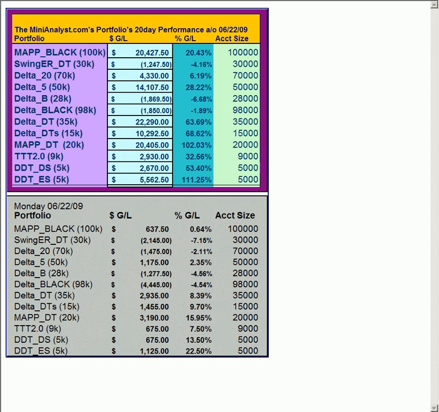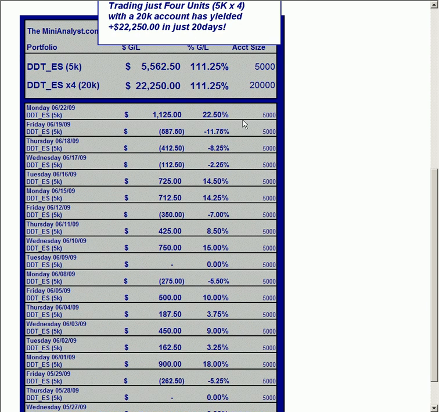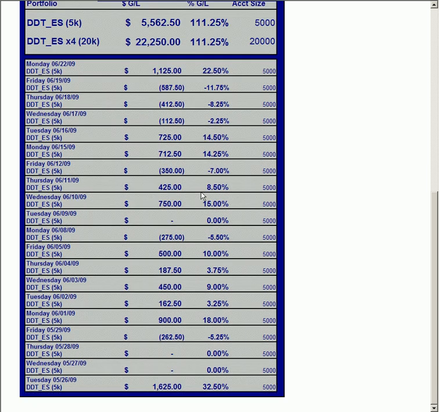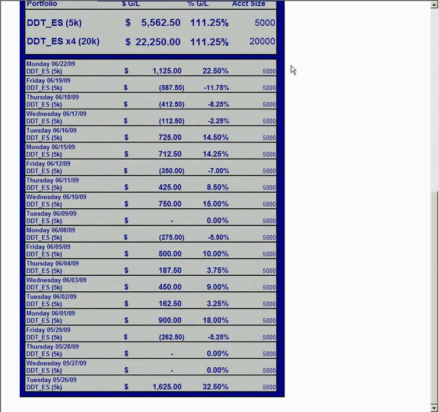There's the dispatch yesterday. So if we missed anything, there's the 20-day performances, the MAPDT and dual day trader ES just wildly outperforming. There's the dual day trader ES's performance over the last 20 days.